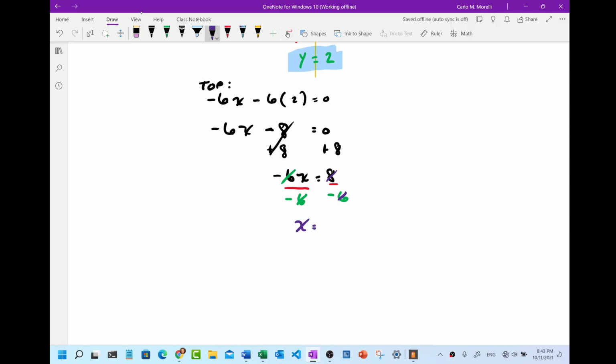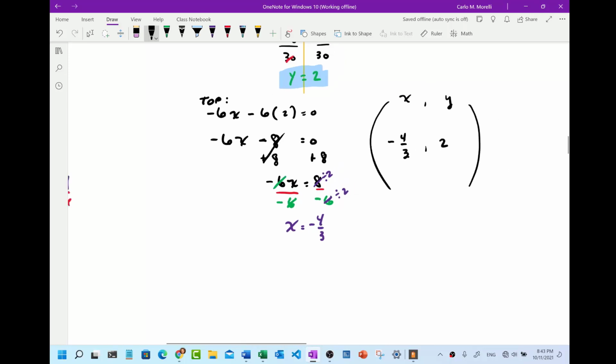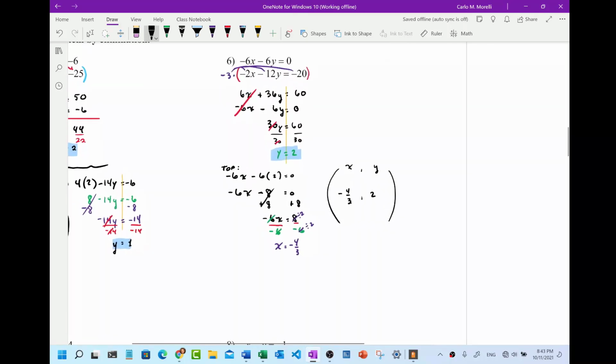And we have x equals what? Divide top and bottom by 2, right? And what do we get? Negative 4/3. So that's my solution here, x comma y. I've got negative 4/3 comma 2. Okay, and that is the answer to number 6.